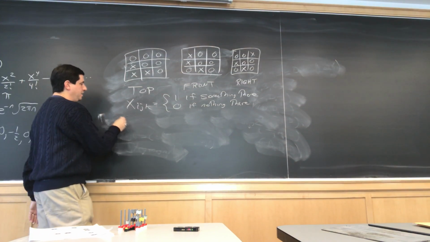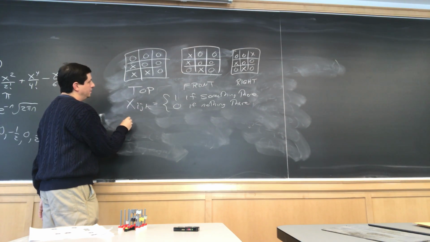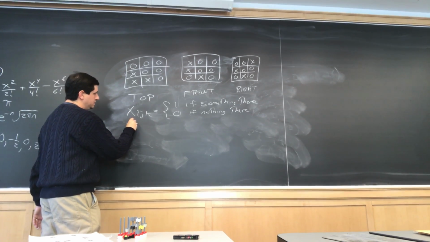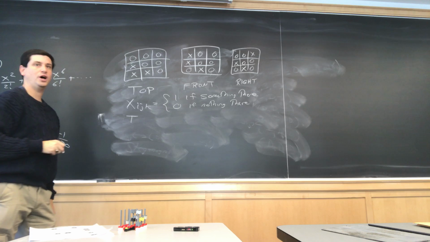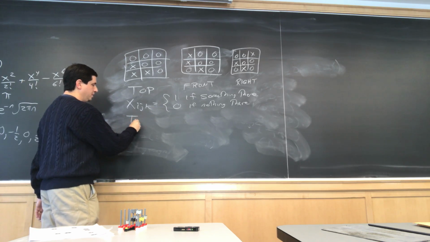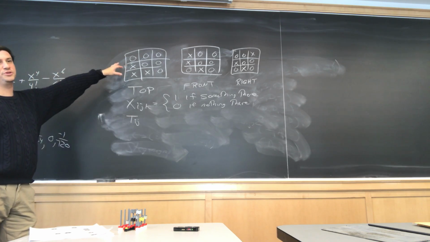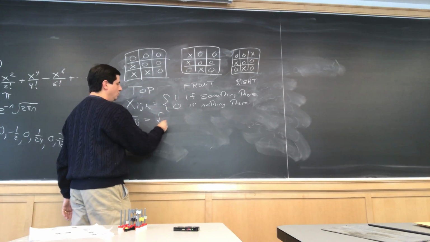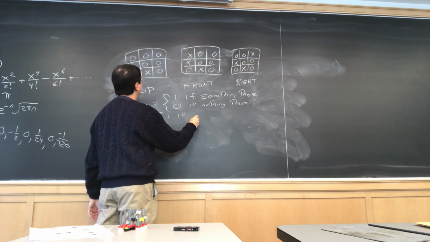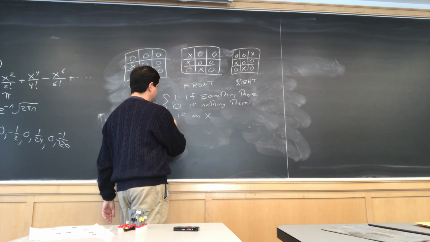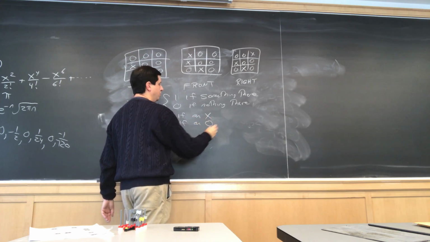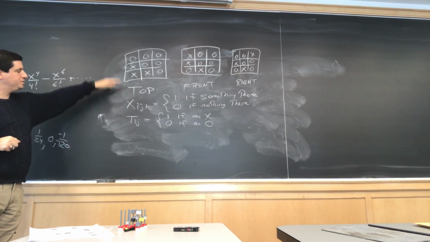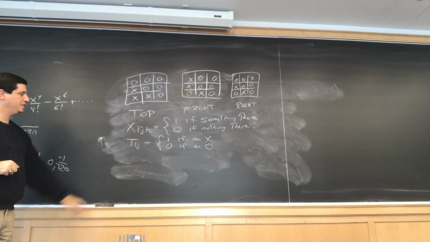So let's say T is coming from the top. So we have, T sub i, j is going to be our values coming from the top. And similarly we'll have front, and similarly we'll have right. So this is going to be 1 if an X, 0 if an O. And now, what's our constraint going to be for, say, T11?